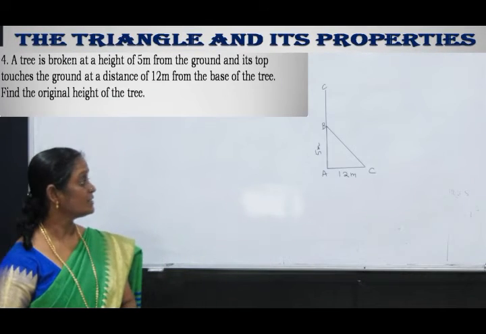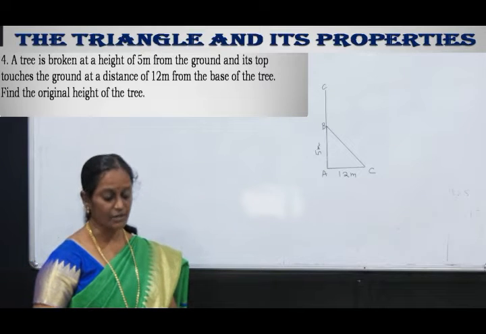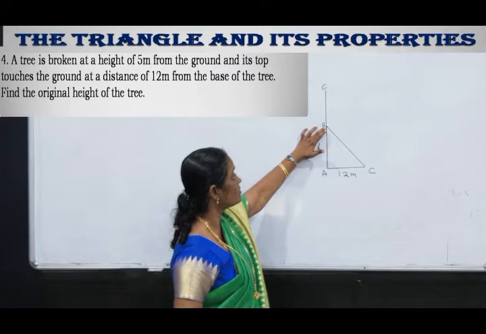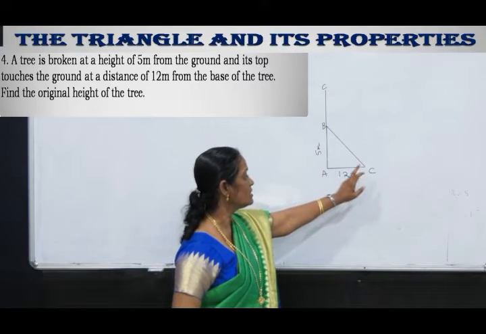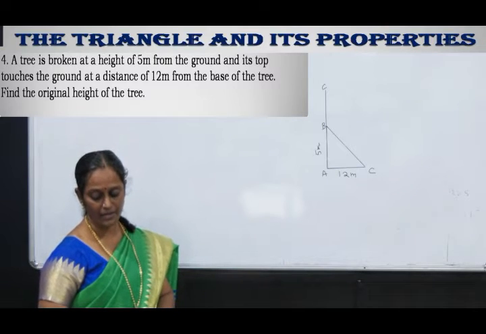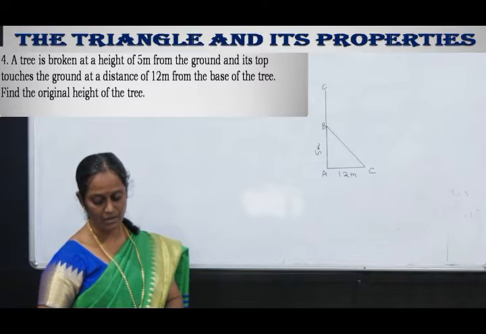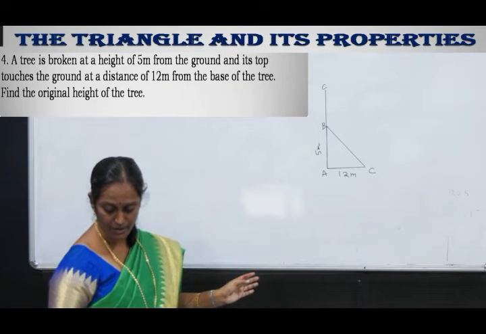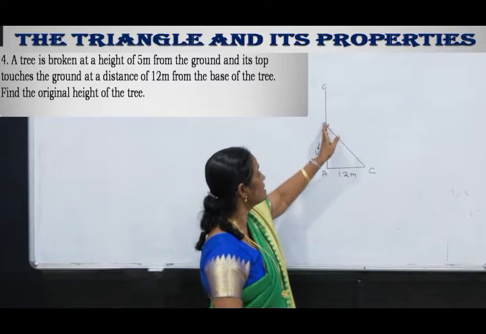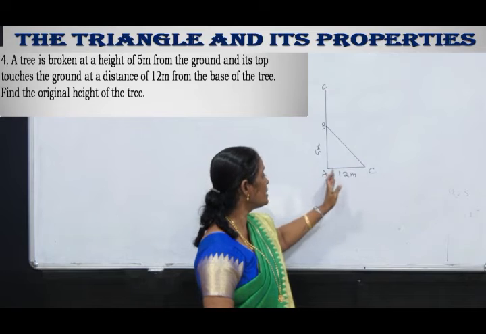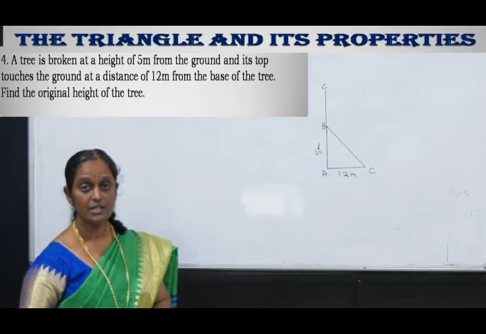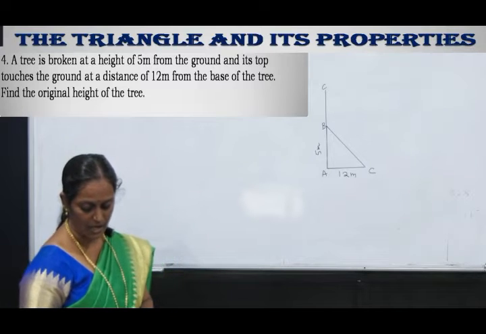Next question. A tree is broken at a height of 5 meter from the ground, and its top touches the ground at C, at a distance of 12 meter from the base of the tree. Here this BC is the broken part. Here it touches the ground, and it is 12 meter from the base of the tree. We have to find the original height of the tree.